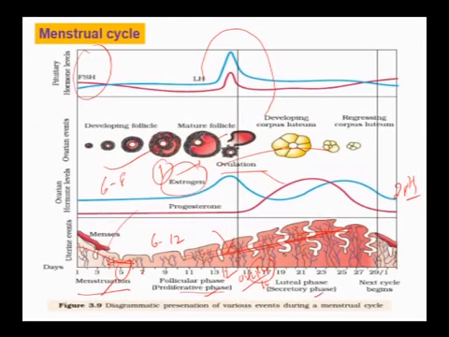The next phase is called the luteal phase or secretory phase. Here, luteal phase refers to the process of formation of the corpus luteum. After ovulation, the ruptured Graafian follicle is converted into the corpus luteum. Now the corpus luteum is maintained by LH. So LH maintains the corpus luteum for continued secretion of a sex hormone called progesterone. You know that progesterone is responsible for maintenance of pregnancy.